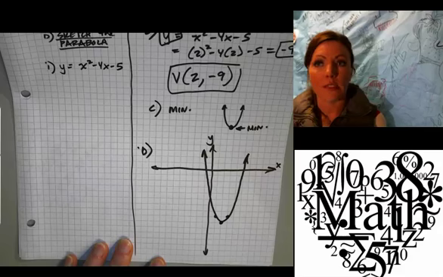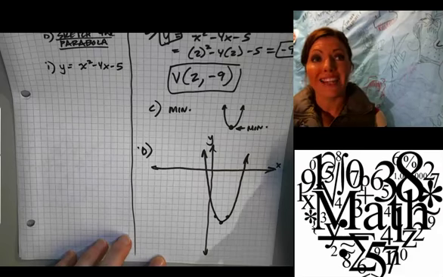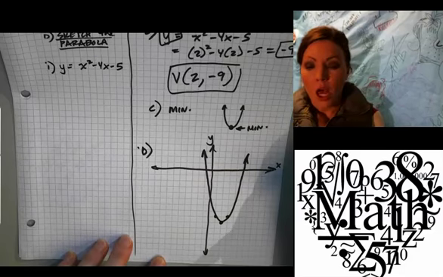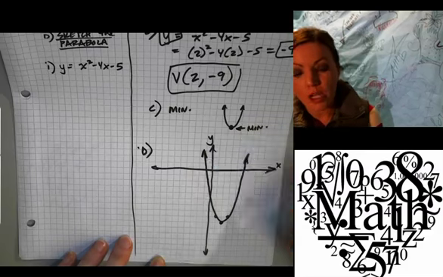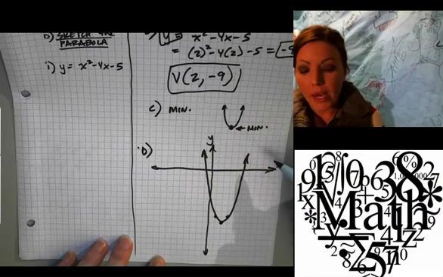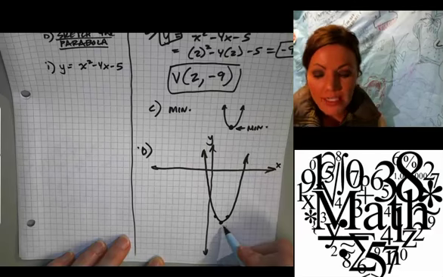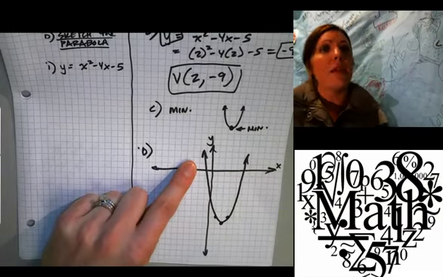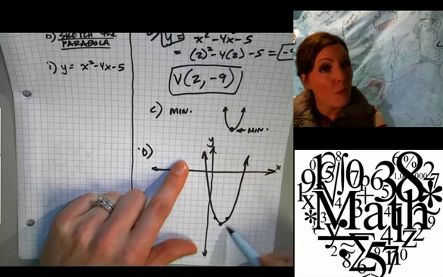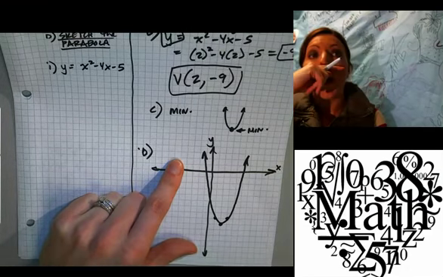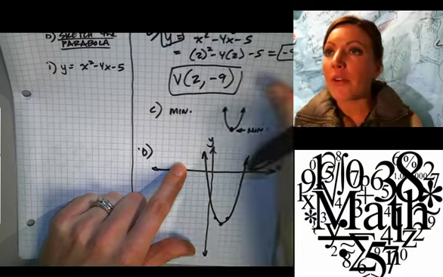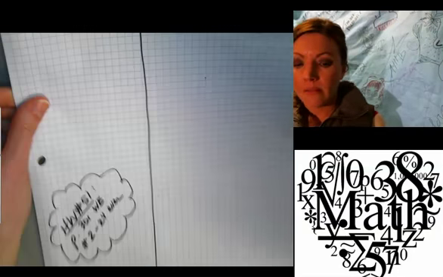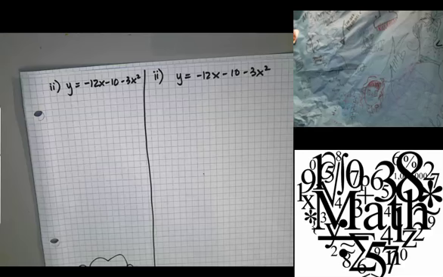Questions? Yes, Kendra? How did you know it was a minimum again? Because this parabola opens upward, right? These arrows mean that it goes up infinitely in the positive direction. Do we have a really low point on the graph or a really high point? Does that make sense? Okay. Other questions? Last example.